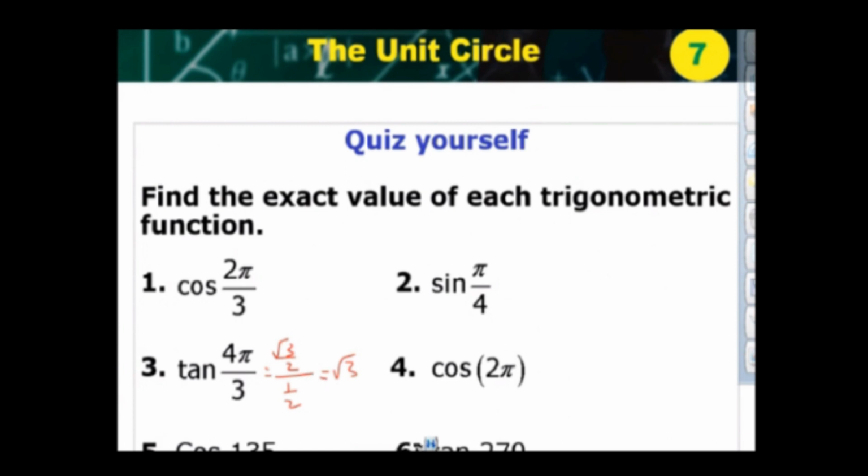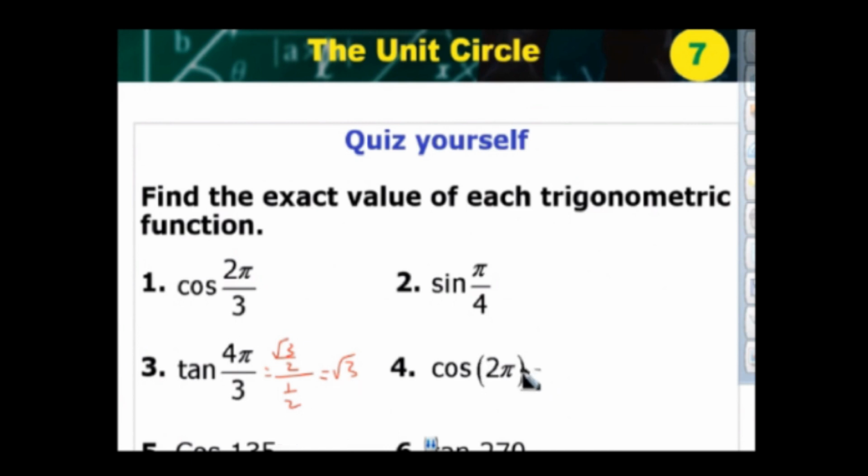Please double check on your chat if this value is true for tangent of 240. Give me a thumbs up if you think it's okay. If not, we could fix it. Tangent 240. Is this true? Square root of 3 over 2 divided by 1/2. Square root of 3 over 2 times 2 over 1. The 2's are going to cancel, leaving you with square root of 3. Okay, check it out for yourself.